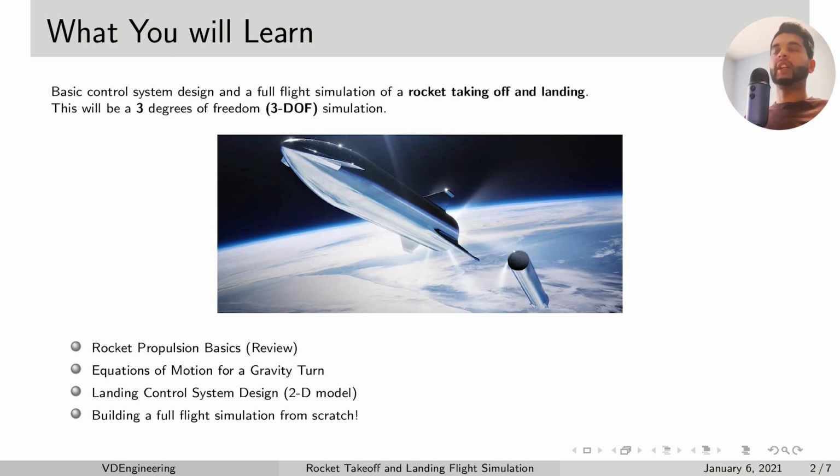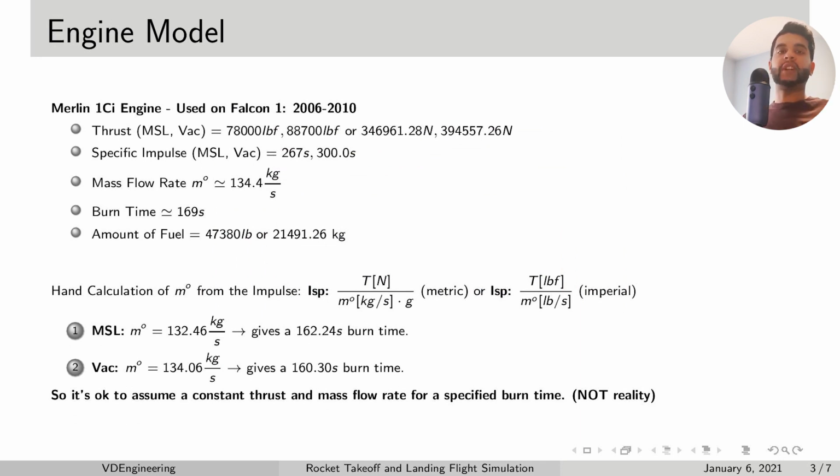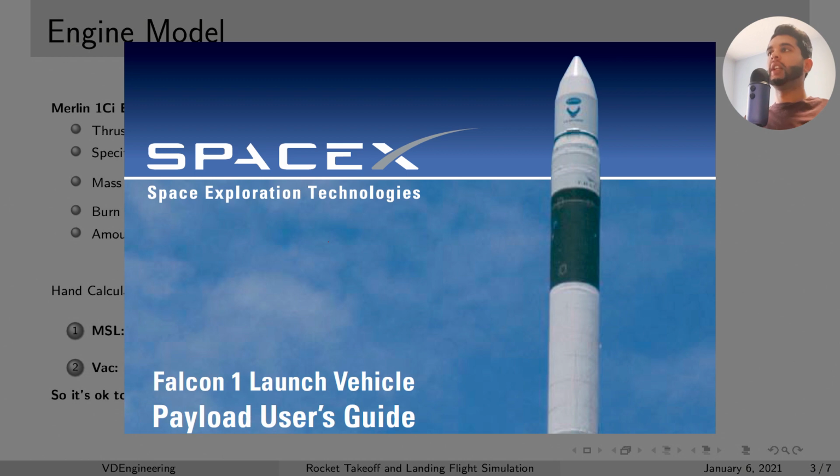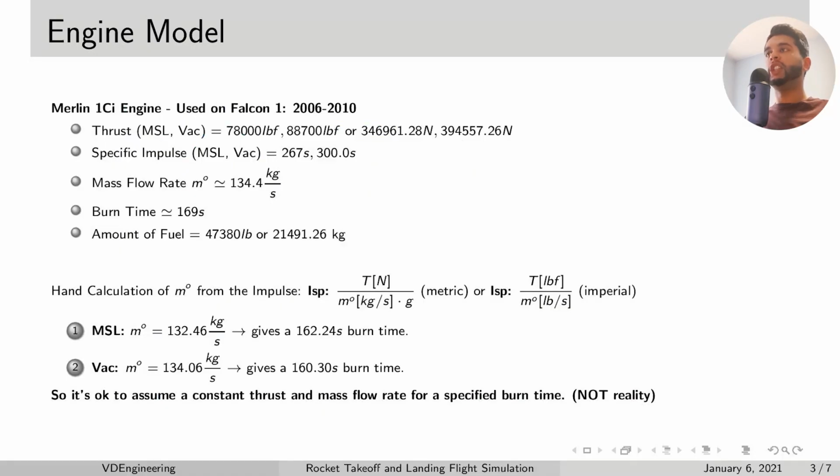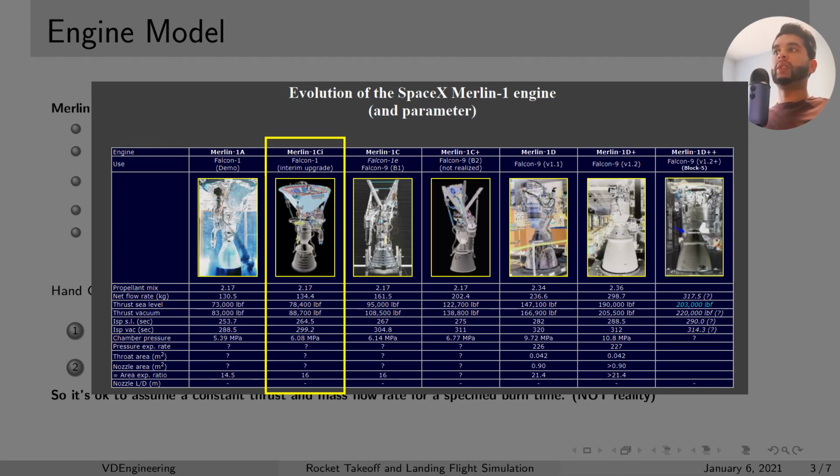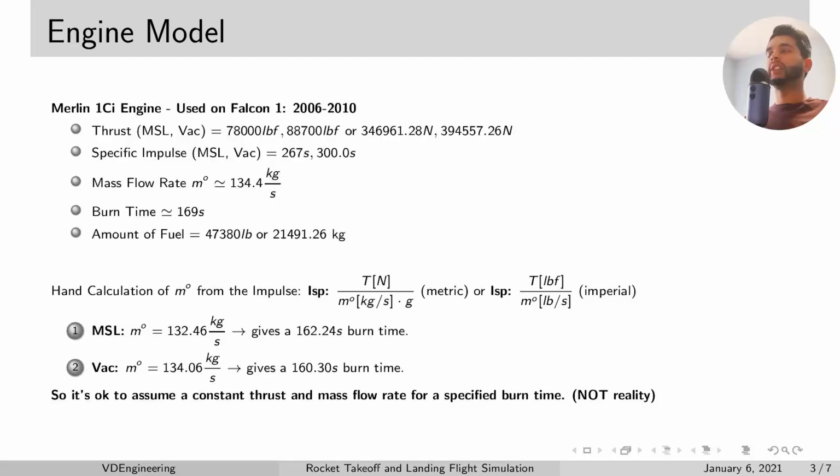So we have our engine model there. This is taken from the SpaceX Falcon 1 manual. It's a very old manual, it's outdated now, but I needed to get the values from there. So we have the force from the engine at sea level and vacuum. You have the specific impulse. From that you can get the mass flow rate because impulse equals force over m dot times g. So you can solve for the mass flow rate there.